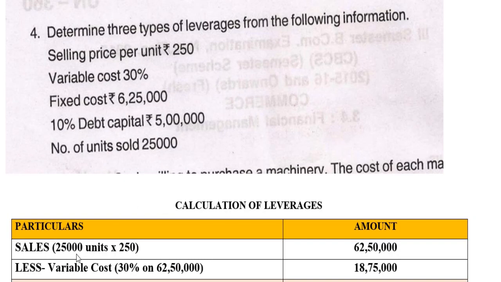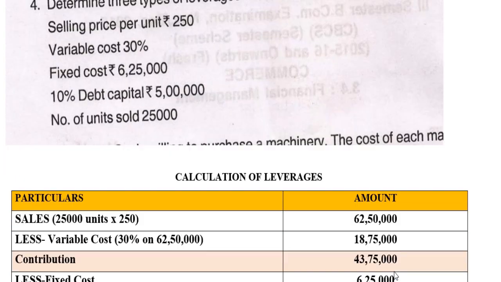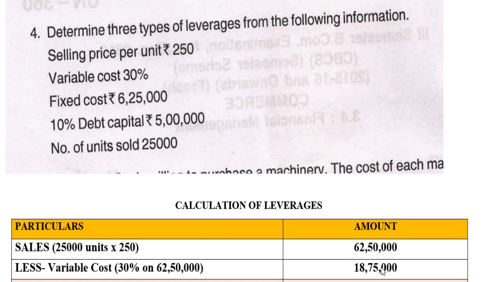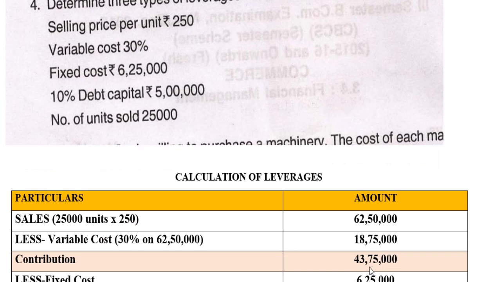For sales, 25,000 units are sold, into selling price of 250, so you'll get 62,50,000, and less variable cost, that is 30% on sales of 62,50,000, you'll get 18,75,000. Now 62,50,000 minus 18,75,000, then you will get a contribution of rupees 43,75,000.